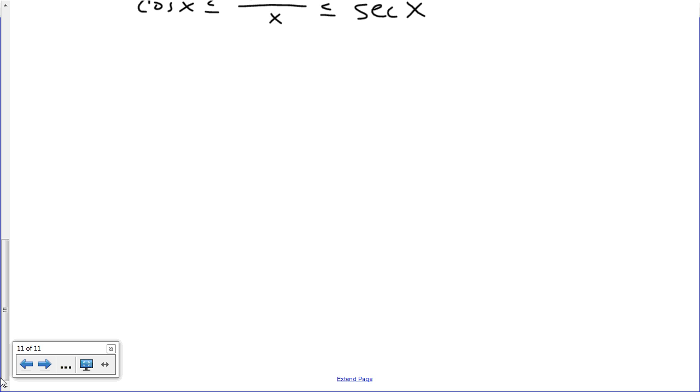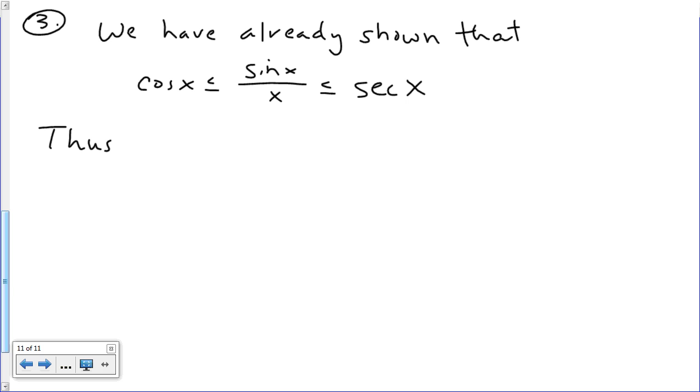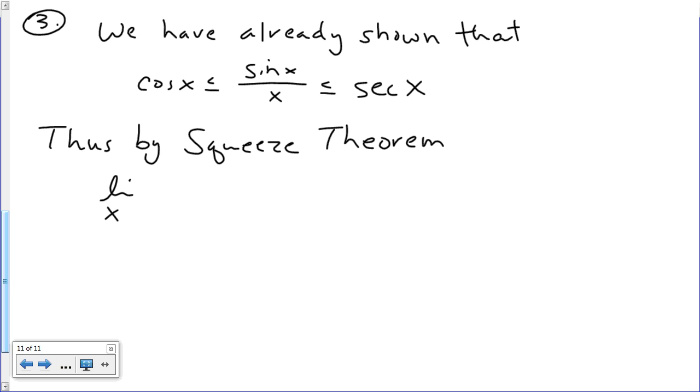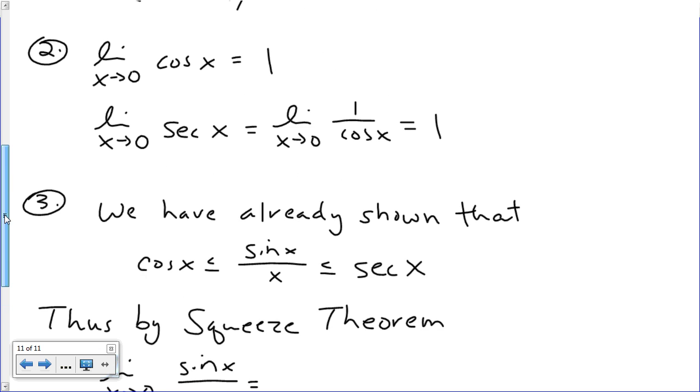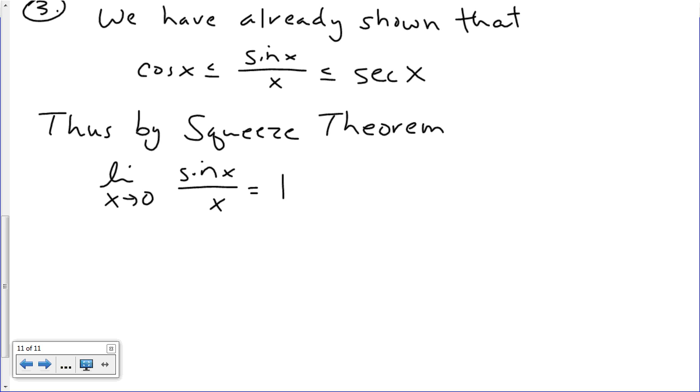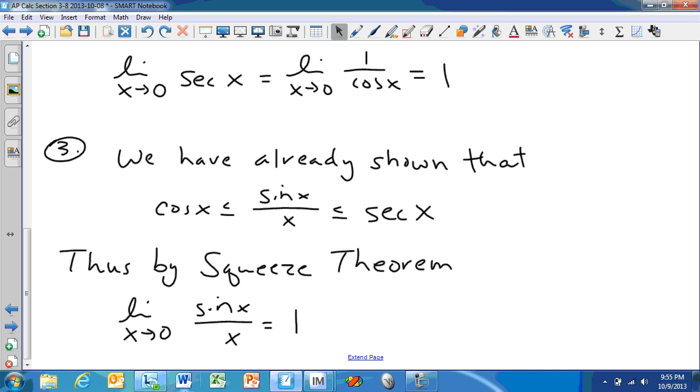So thus, by the squeeze theorem, the limit as x goes to 0 of sine of x over x must be equal to the limit of my other two functions. My other two functions are approaching 1, so this limit must also be equal to 1. And there's the algebraic proof. It actually relies on the squeeze theorem to prove it. Okay? And that is the end of this second half of the section.